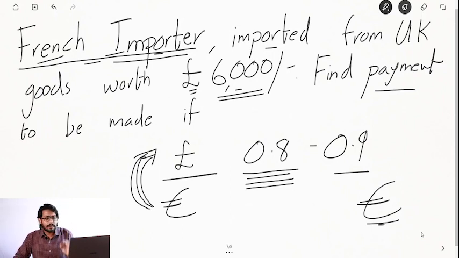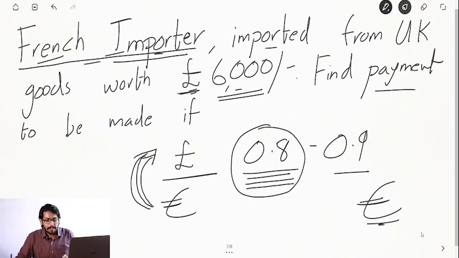One more mistake that students often make: they see in the question what is given? Pound. In the answer, what do I have to find? Euro. So they convert pound to euro, which is wrong. You are not a clerk. You are not just doing maths. This is not third standard maths. You have to be in the situation. You are a French importer. In your pocket, you have euro. You have to convert euro to pound. The rate is bid rate 0.8.